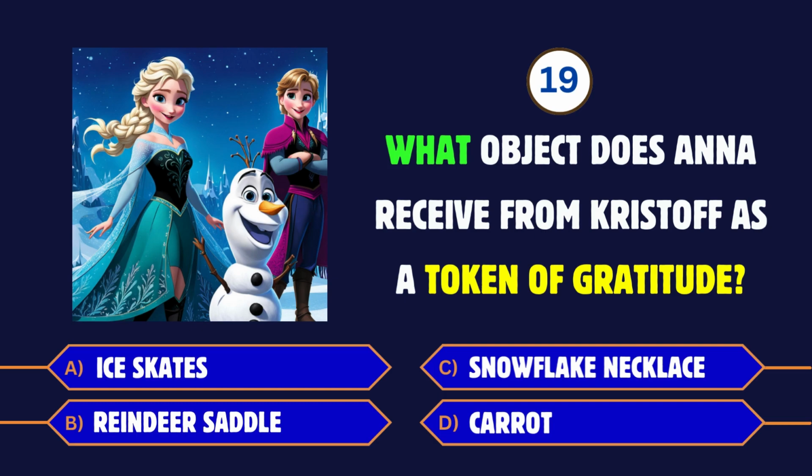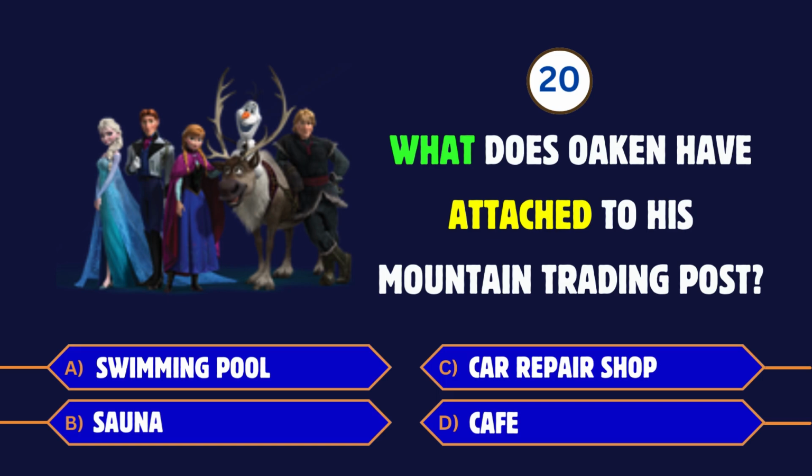Question 19. What object does Anna receive from Kristoff as a token of gratitude? The correct answer is snowflake necklace. Question 20. What does Oaken have attached to his mountain trading post? The correct answer is sauna.